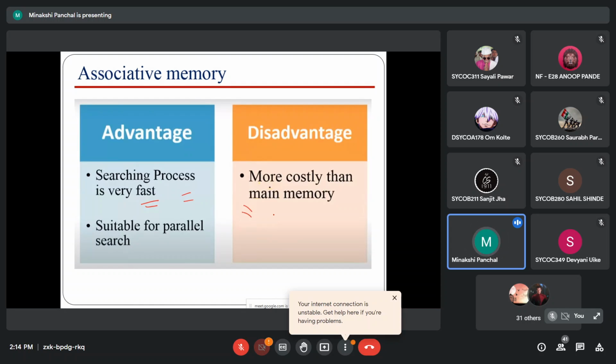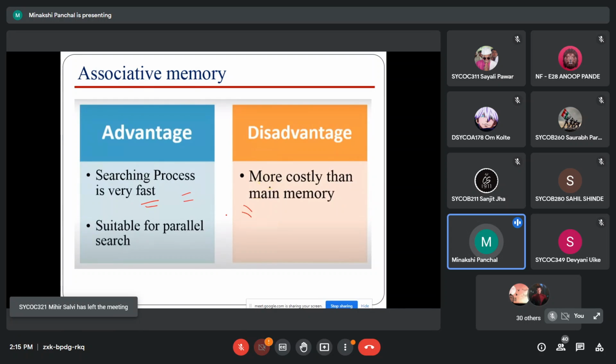So where are you going to use this? That neural network we are using for pattern recognition, face recognition. So the image of a face is given to you, which is already saved in the memory, and you have to retrieve that image. Many times we need that as an output. So associative memory helps to retrieve that image.